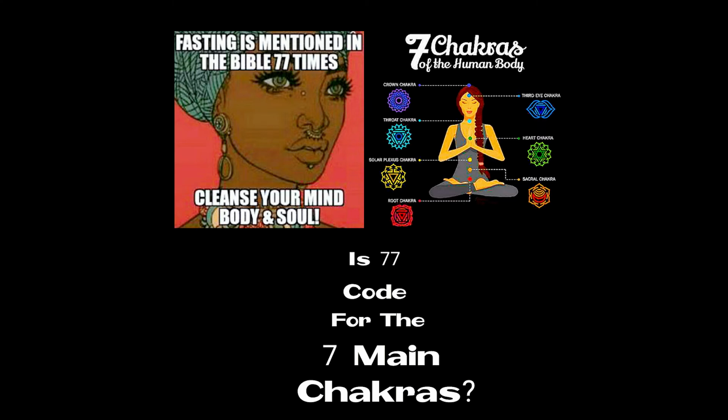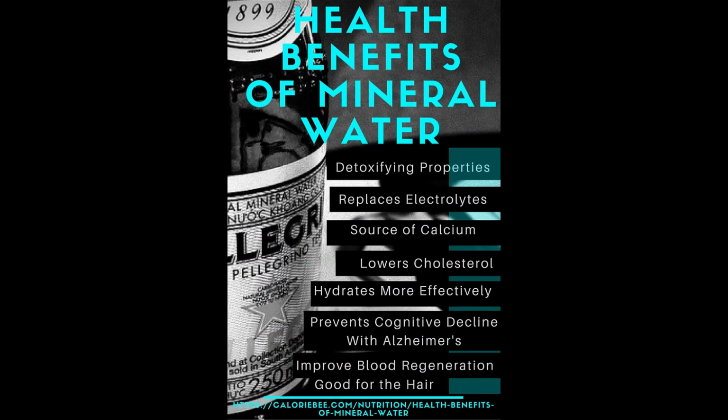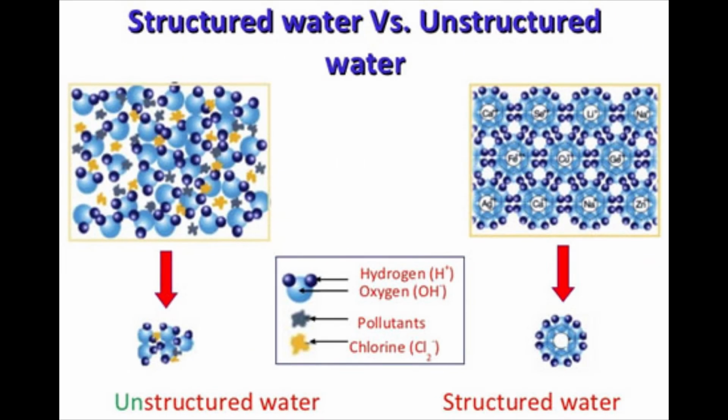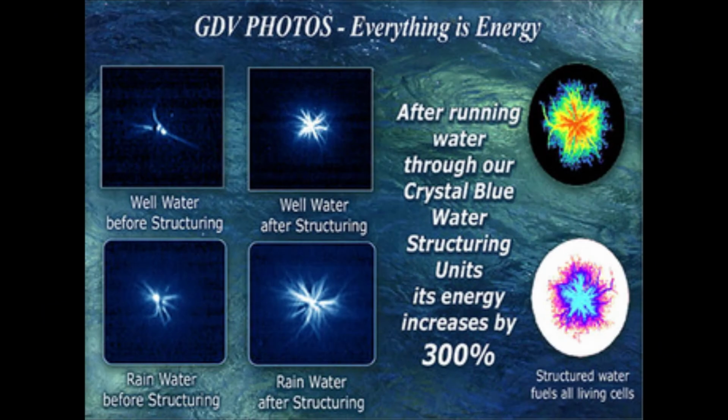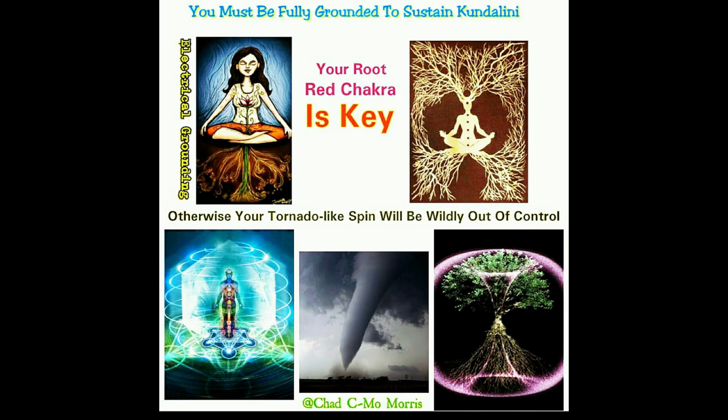And considering there's 7 main chakras, and fasting is said to be mentioned 77 times in the Bible, there could very well be a connection considering all the other evidence in relation. Try to stick with mineral-rich water whenever possible. You can even drink what's called structured water, which there's many solutions online for, but most commonly for households, uses powerful magnets to alter the atomic structure, giving the water more charge as well. And if possible, you want to be in nature, connected to the earth, so that you are literally electrically grounded with your root red chakra wide open to sustain that tornado-like spin of your torus field.